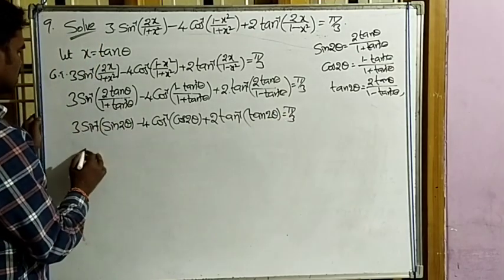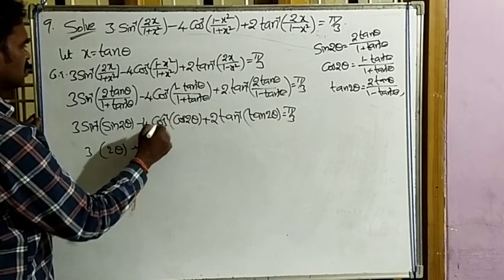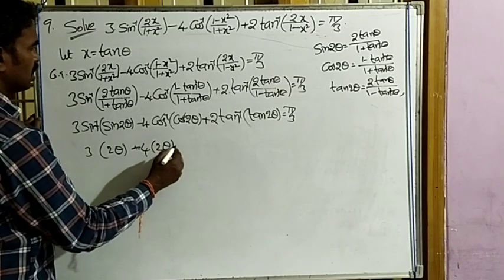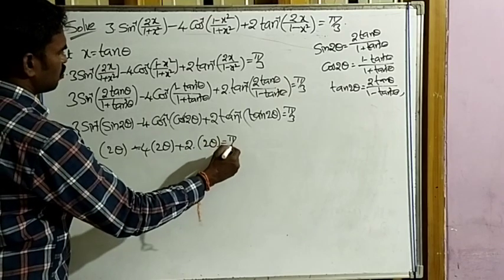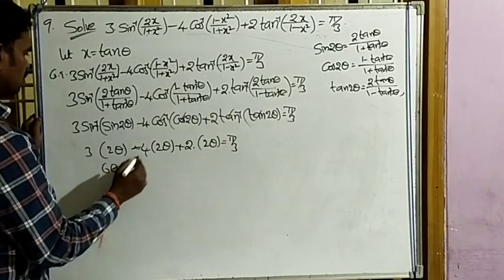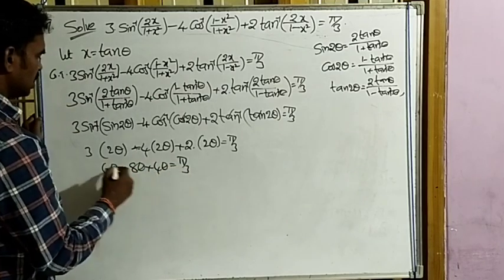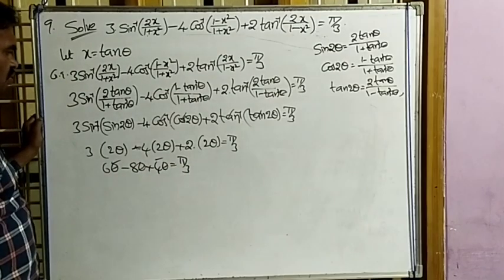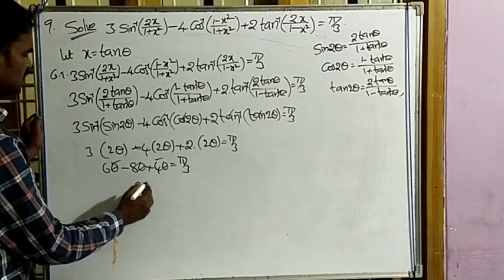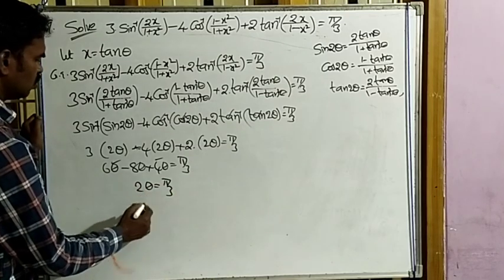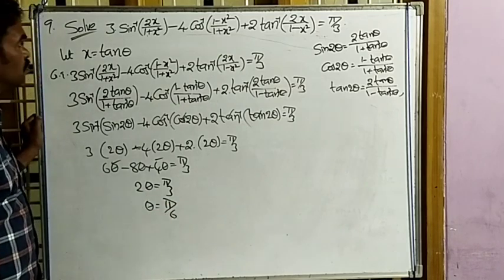See, sin inverse sin cancels, remaining 3 into 2 theta, minus 4, cos inverse cos cancels, 4 into 2 theta, tan inverse tan cancels, 2 into 2 theta is equal to pi by 3. 3 twos are 6 theta, minus 4 into 2, minus 8 theta, 2 twos are 4 theta is equal to pi by 3. 6 theta plus 4 theta, how much? 10 theta minus 8 theta is 2 theta is equal to pi by 3. The 2 goes to the denominator on the right side, 2 threes are 6, theta equal to pi by 6.